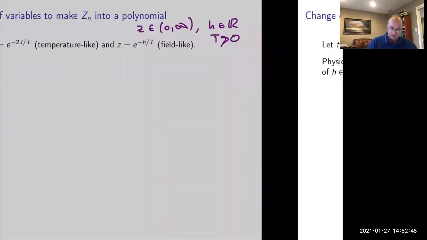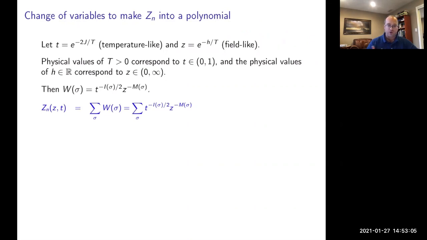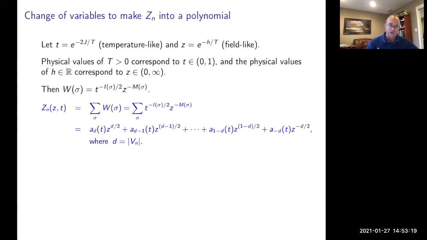But using these makes the partition function much simpler. The Gibbs weights are just monomials in square root of t and z. It's just a matter of normalization having this square root. And the partition function becomes a polynomial in square root of t and z, except that it can have some negative powers. So it's some kind of Laurent polynomial in z and t. And so you can write it out like this. Its degree in z is the cardinality of the vertex set divided by 2.